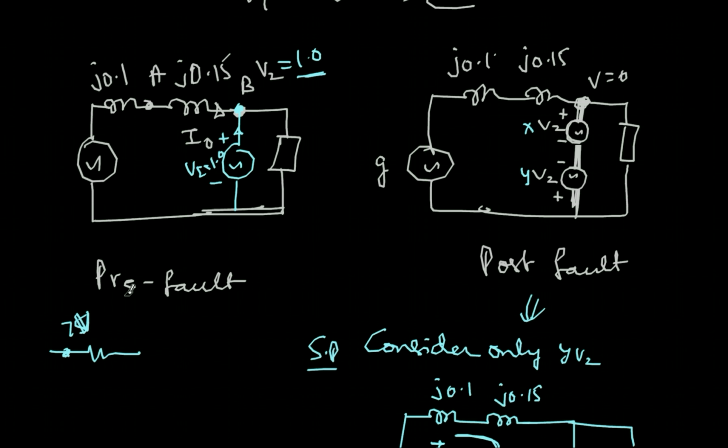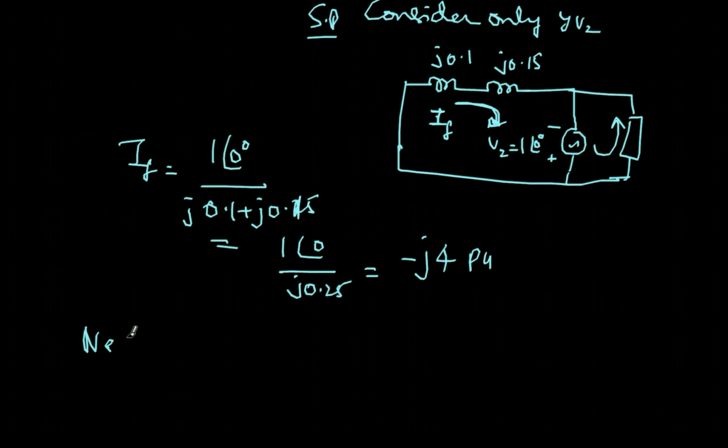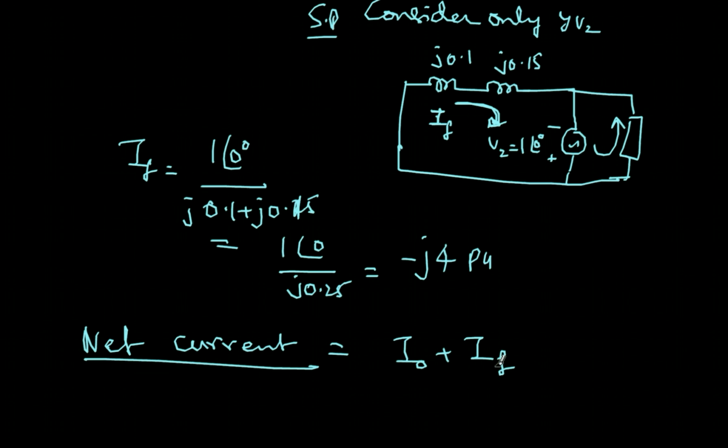But now what you see, the current we calculated earlier, I naught, already considered these two sources. So two sources already considered. Third source just now I have considered. Therefore, the net superposition current that will flow will be nothing but I naught plus delta IF.